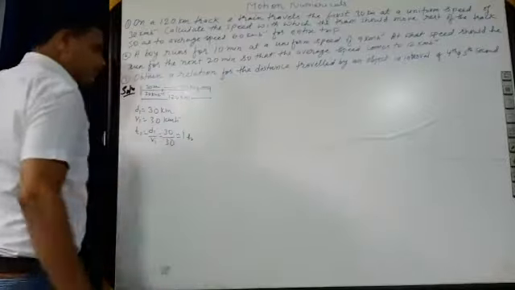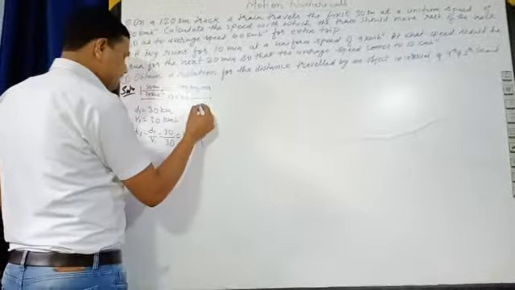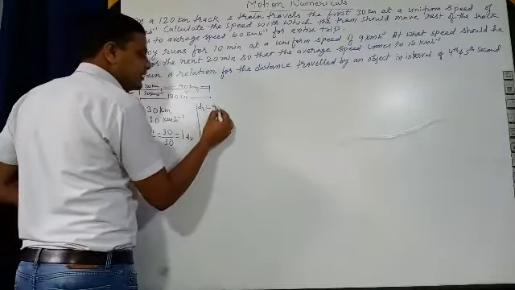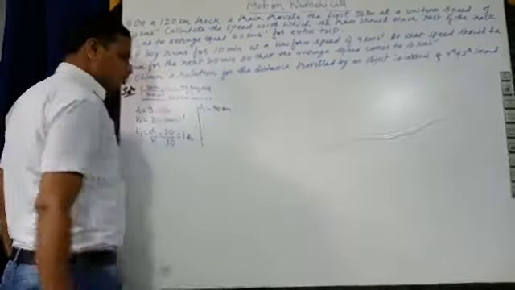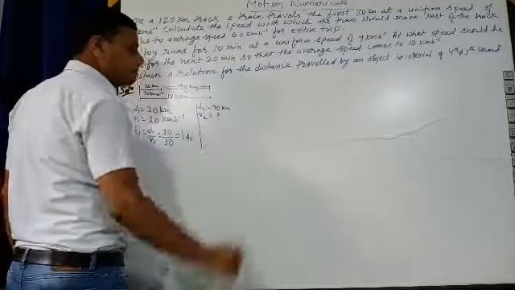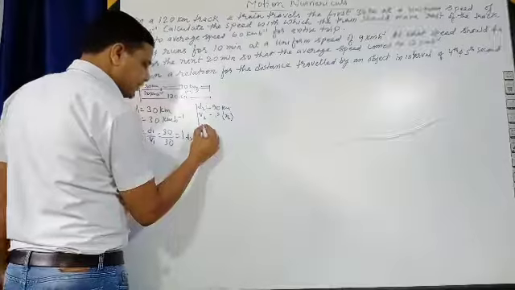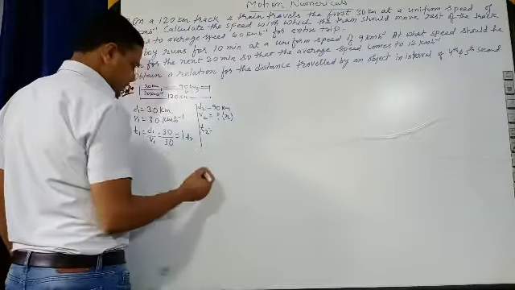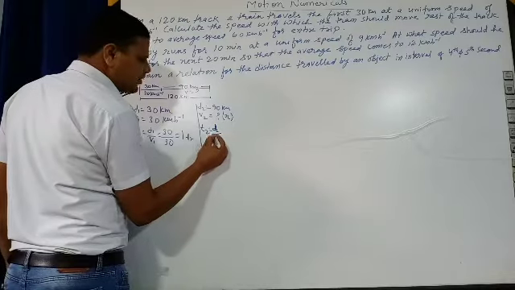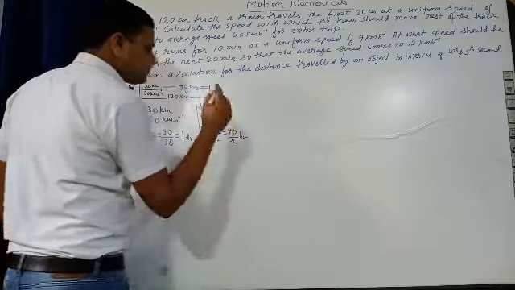So in the second case, what is given here? The distance D2 is 120 minus 30, that is 90 kilometer. Velocity 2 we don't have. Suppose that it is x. So what will be T2? T2 will be distance D2 upon V2, that is 90 upon x hour.